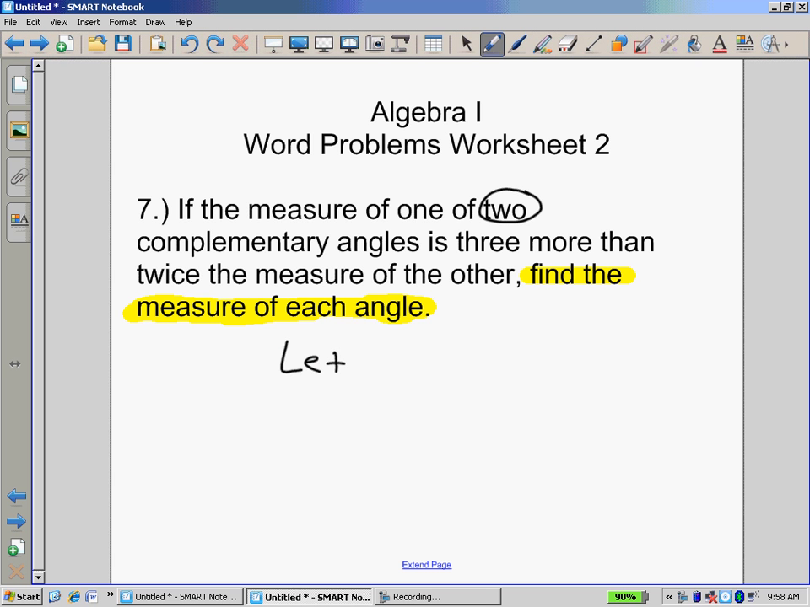Let's go ahead. Let, so we're dealing with angles, so A, let A equal the first angle, just using that abbreviation. Now, how are we going to find the other? Well, it says the measure of one of two complementary angles is 3 more than twice the other. In any of these problems, if they're comparing two things, I would go ahead and define one of them so you have some place to start, and then you can compare using the word problem. So it says one of them is 3 more than twice the other.